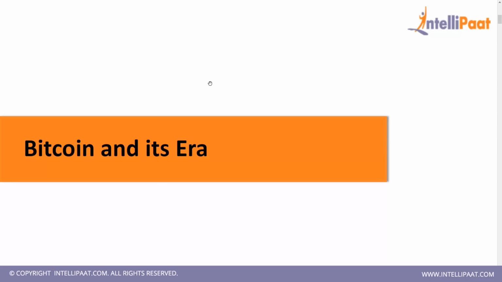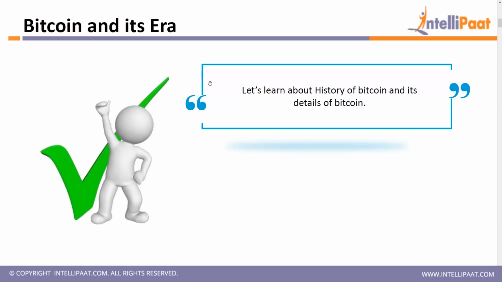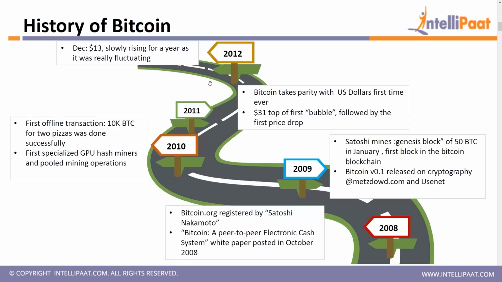So let's see what Bitcoin is and what its era was. Even this era can be considered the Bitcoin era only, because it is still booming in the form of a cryptocurrency and stands very strong against all existing currencies like the dollar, pound, and any other. So let's learn about the history of Bitcoin and its details. In 2008, Bitcoin.org was registered by Satoshi Nakamoto.